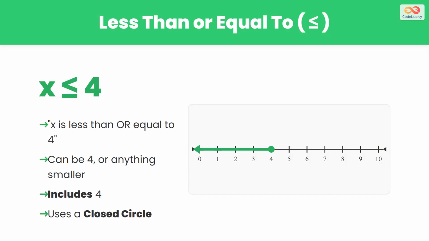Similarly, we have less than or equal to. In the example x is less than or equal to 4, x can be 4 or any value smaller than it. Because 4 is included in our possible answers, we draw a solid closed circle at 4. The arrow points to the left, covering all the smaller numbers.